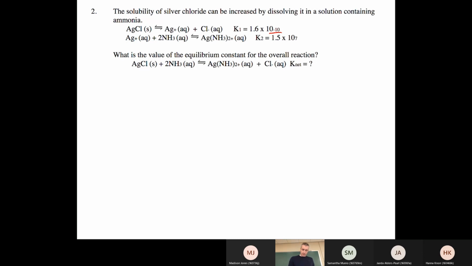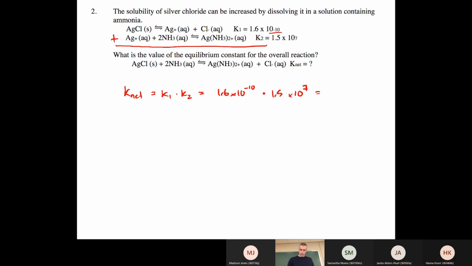This overall reaction is obtained simply by taking these two and adding them together. So that our K net here is simply just K1 times K2. 1.6 times 10 to the minus 10 times 1.5 times 10 to the 7.